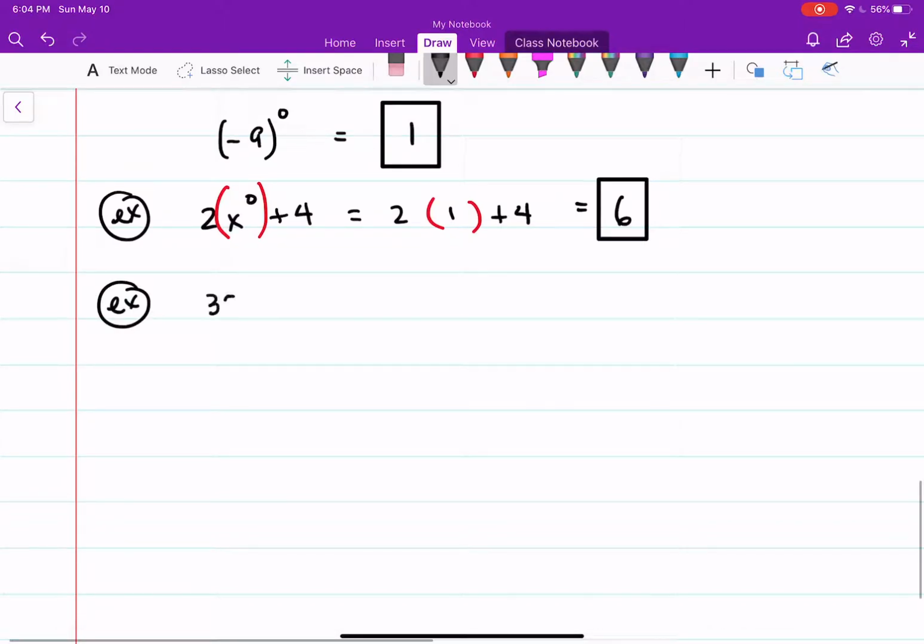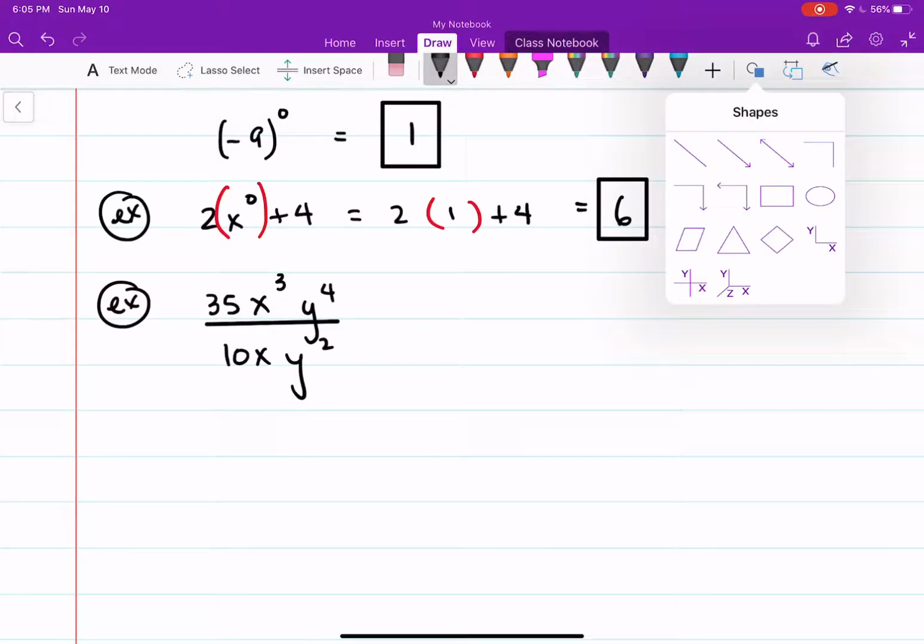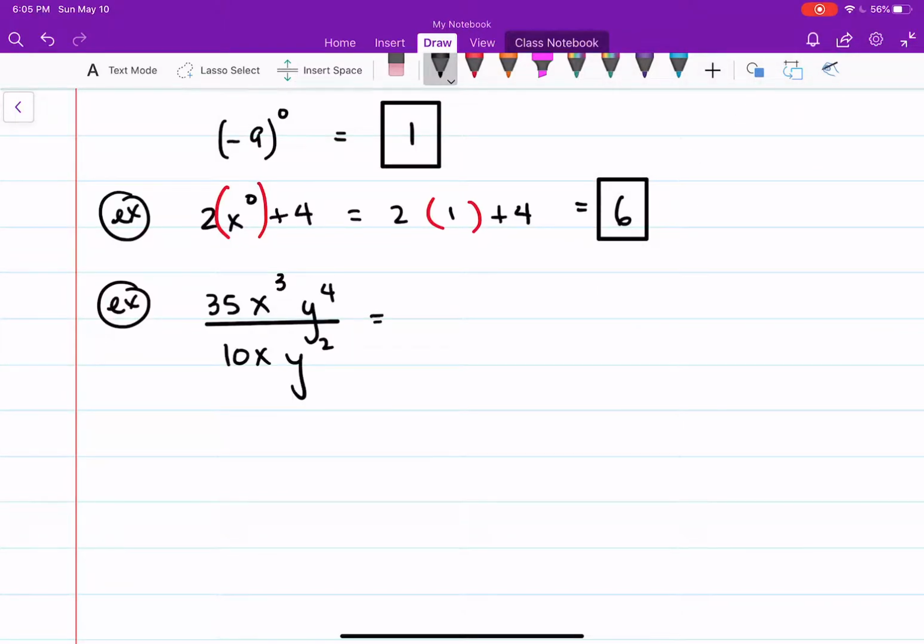This is 35 x to the 3rd y to the 4th over 10 x y squared. Okay, so this is the way I want to look at these ones. First things first, the numbers are the numbers, the variables are the variables. So essentially what I'm doing is I'm segregating. I don't like the word segregate, but that's what we're doing. So let me do it this way.